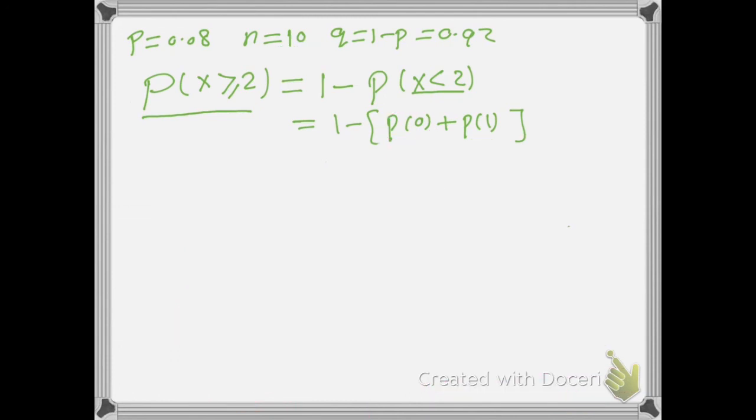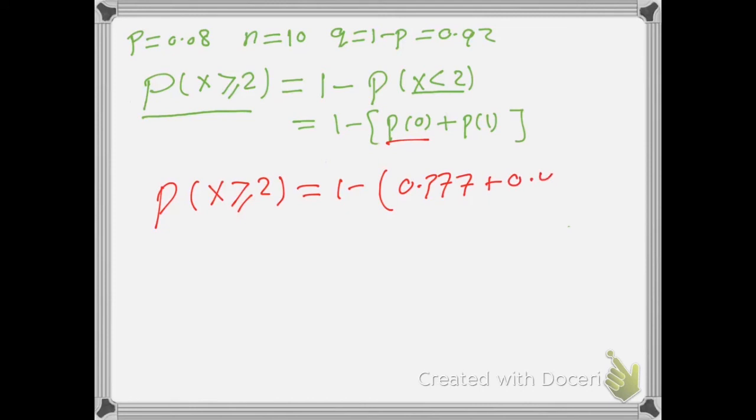I will take those values and substitute back here and here. Then probability x greater than or equal to 2 equals 1 minus the probability of 0, 0.434, plus 0.377. When you compute those by the calculator, the answer will be 0.189.